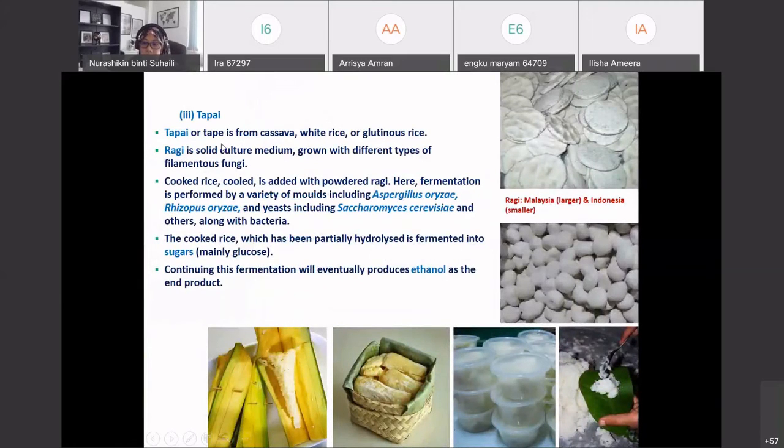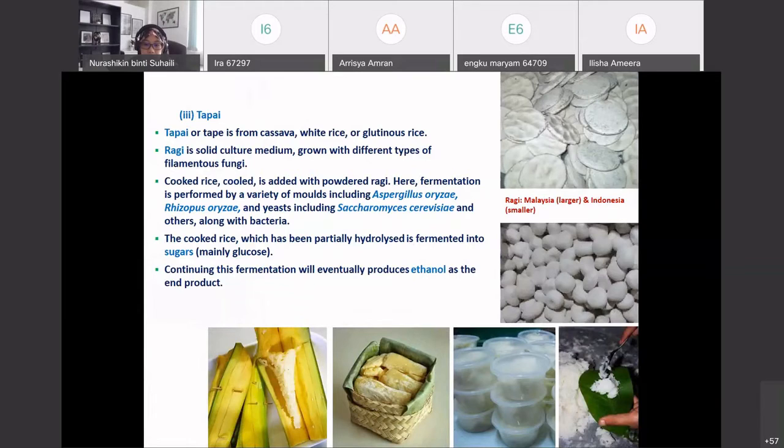So how you make the tapai? You cook the rice first, and then you put the ragi on it, and then you ferment it. When you ferment it, you keep it at a certain place and for a certain period of time, and at the end you will get the tapai.